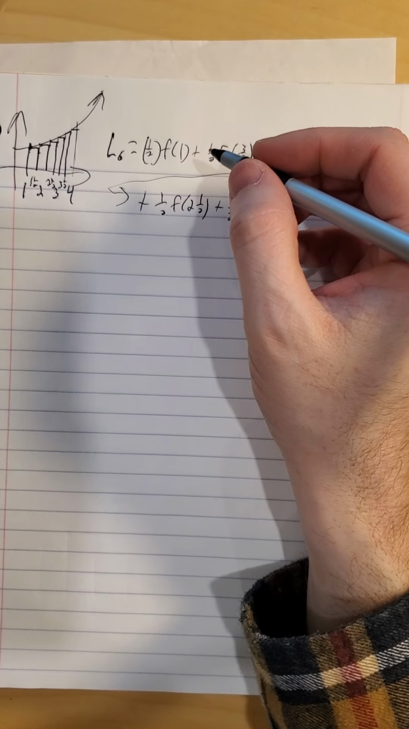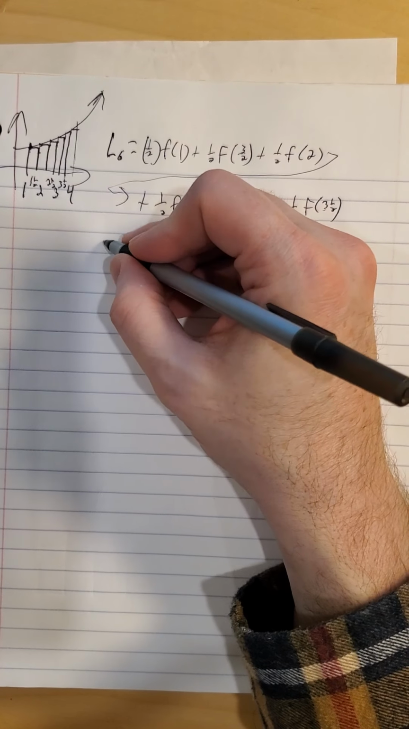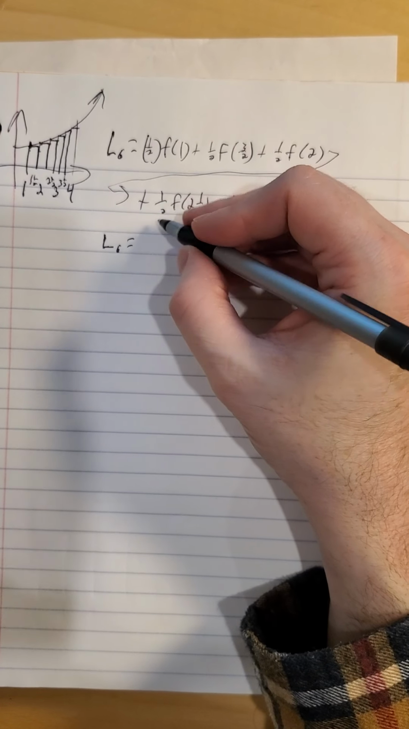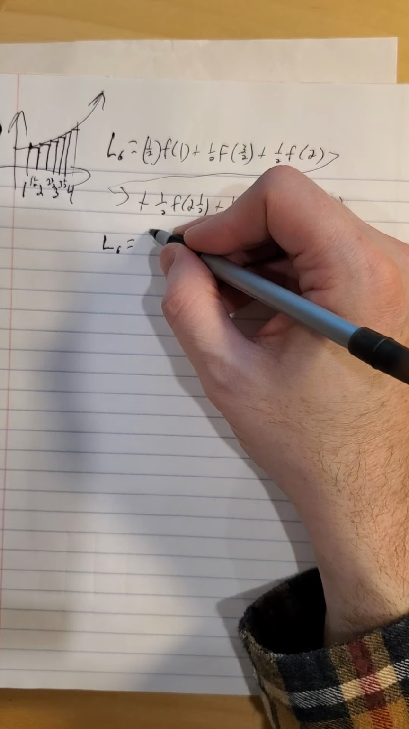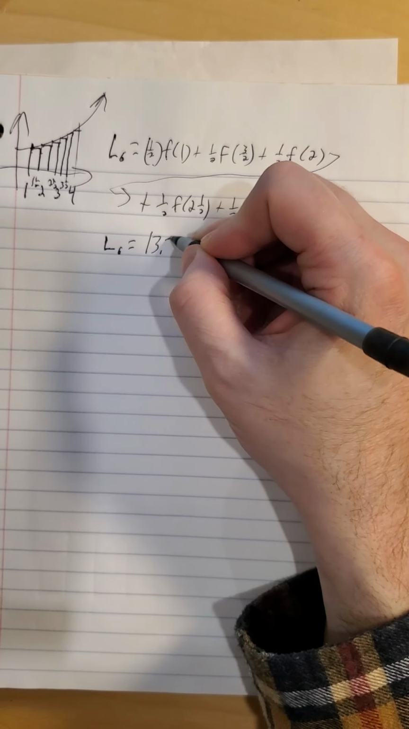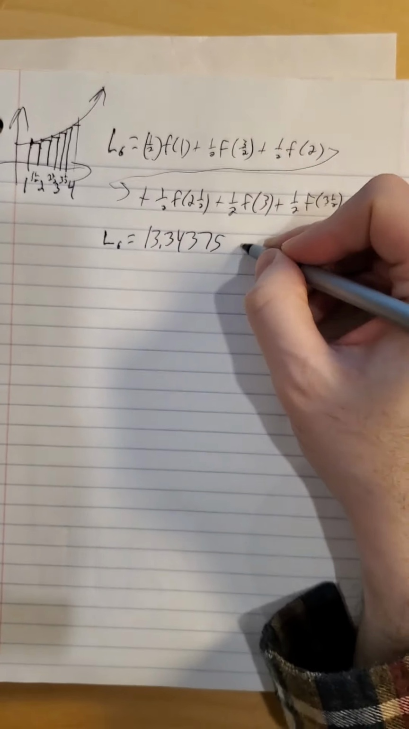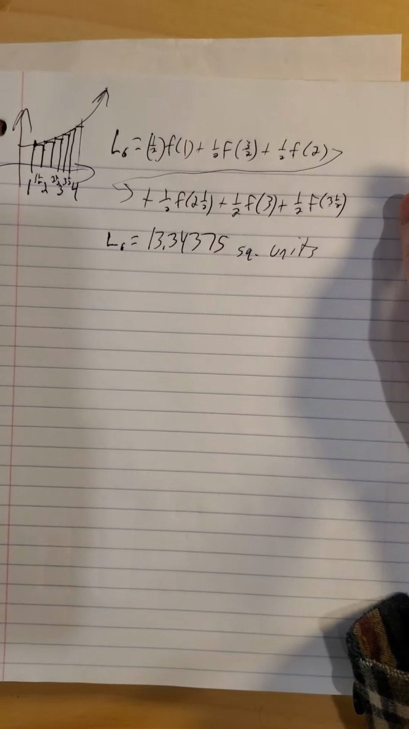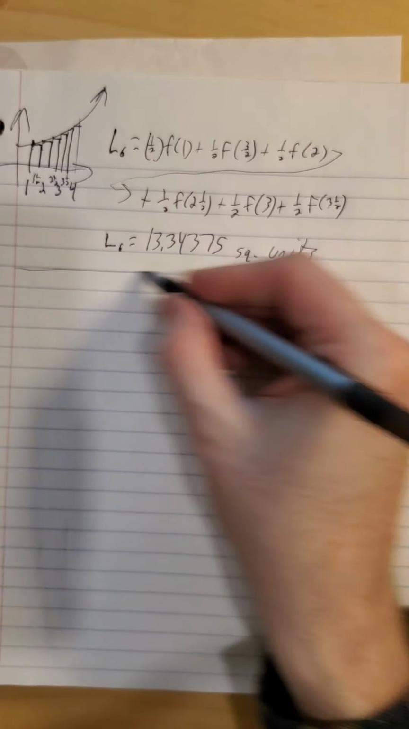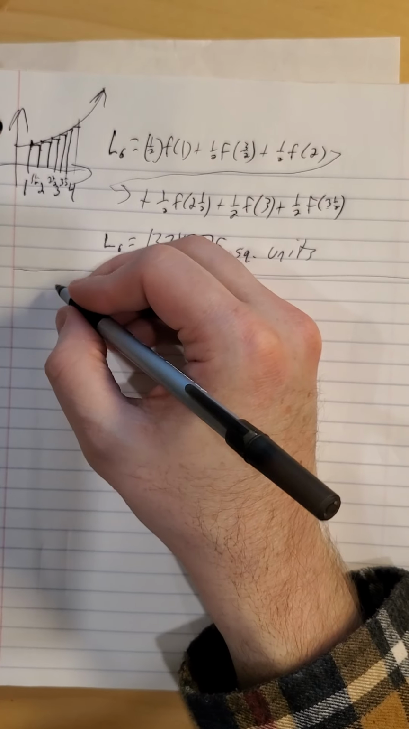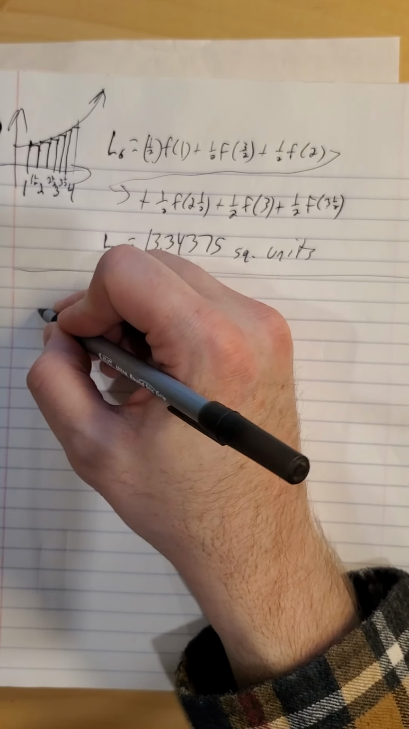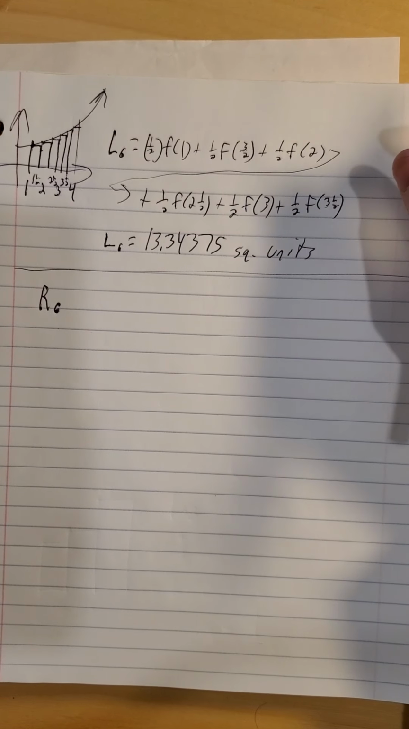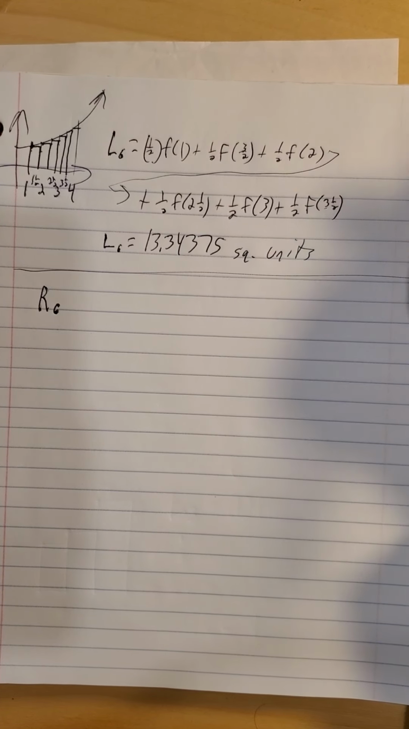So then we're plugging and chugging on those. So then L6, let's see, we get 13.34375 square units. So after we plug and chug with all of those, I'm going to ask you to see if you can calculate R6. Same deal, see if you can make a sketch and find R6.